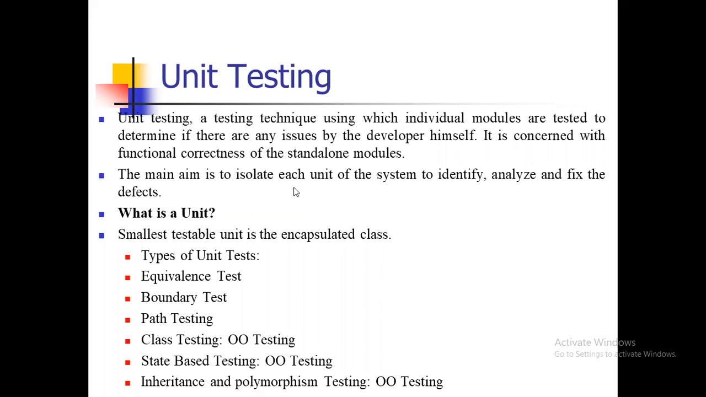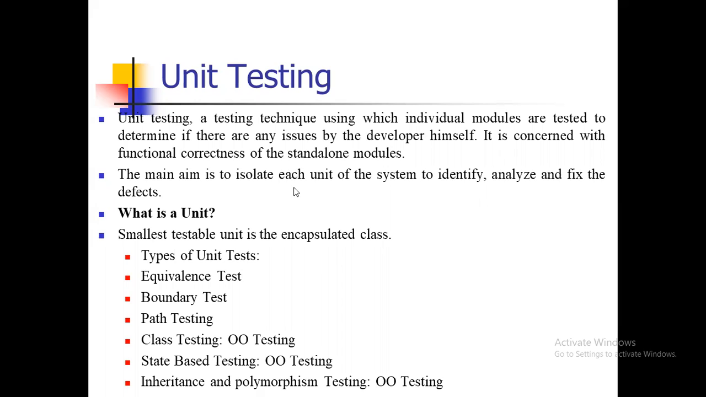Then the next one is state based testing. Here it tests and focuses on the resulting state of the component compared with the expected state. That is state based testing. We are going to test the resulting state of the system.